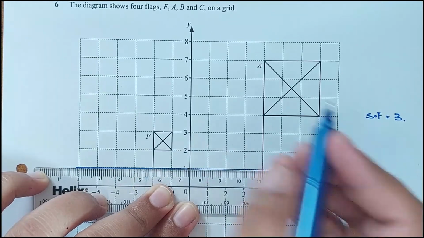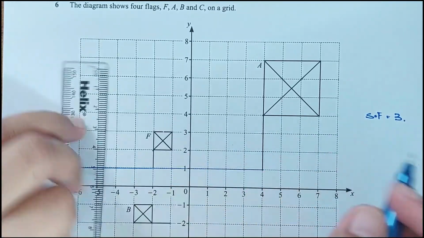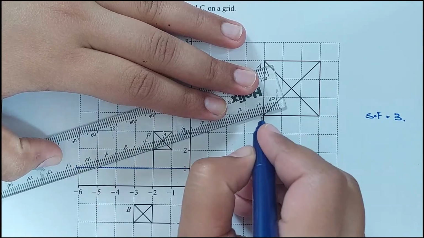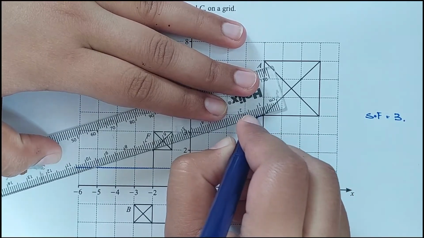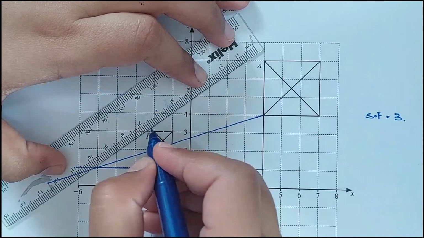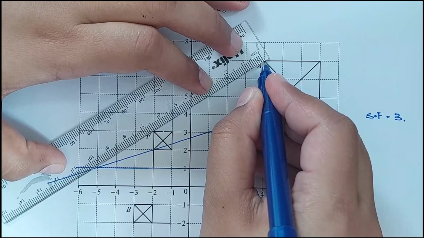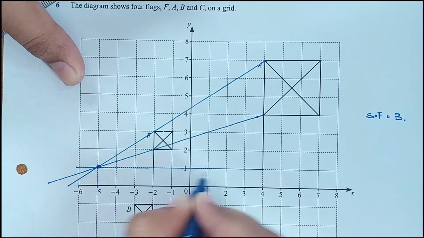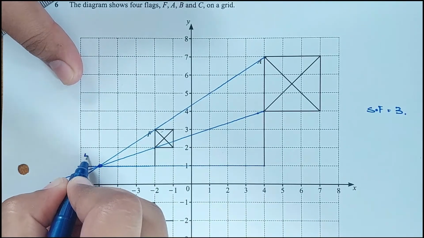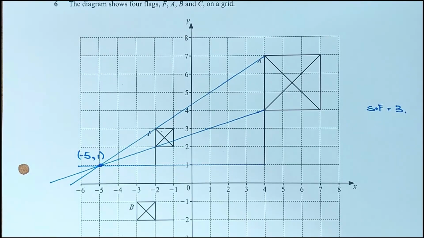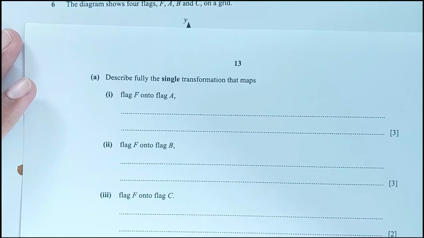Connecting these 2 points, this point with this, or this point with this. So as you can see, the lines pass through this point, which is -5 and 1. So this is the center of enlargement, right? So the transformation that maps F onto A is an enlargement.